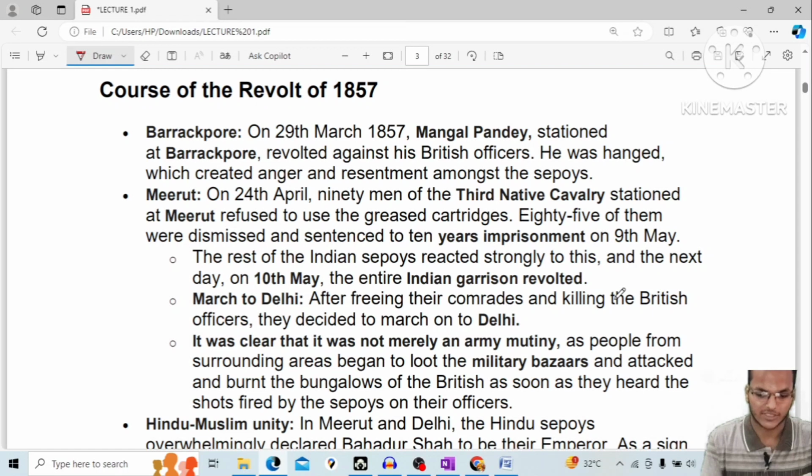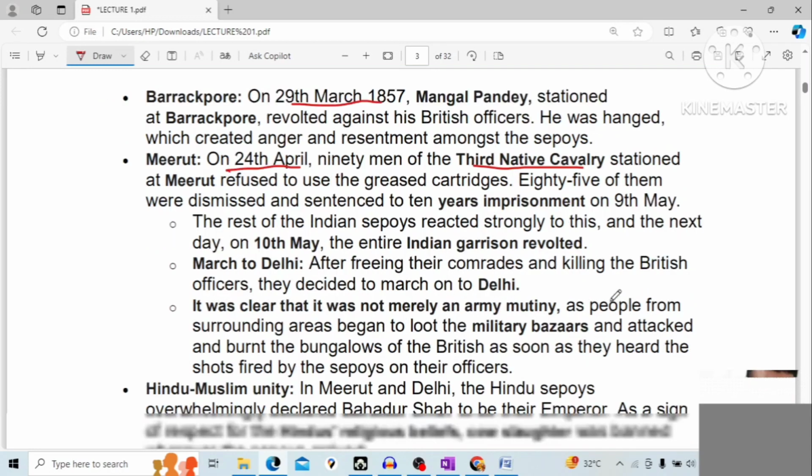Next is course of revolt. So 29th March 1857, Mangal Pandey at Barrackpore first revolted. Meerut on 24th April, 90 men of the 3rd Native Cavalry stayed at Meerut, refused to use the cartridge.